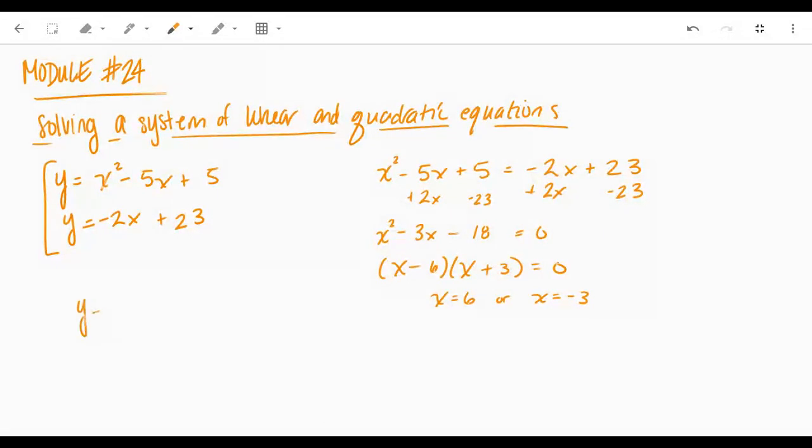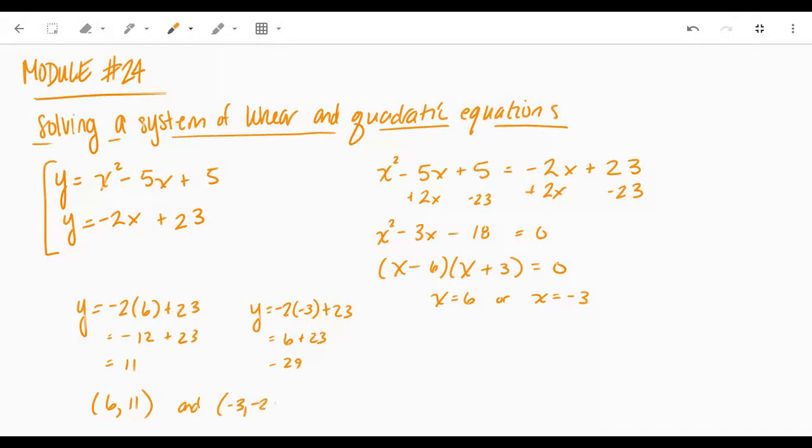So y is negative 2 times 6 plus 23, which would be negative 12 plus 23, which is 11. So one solution will be 6, 11 for your xy pair. And then y equals negative 2 times negative 3 plus 23. So that would be 6 plus 23, which is 29. So your other solution is negative 3, 29.